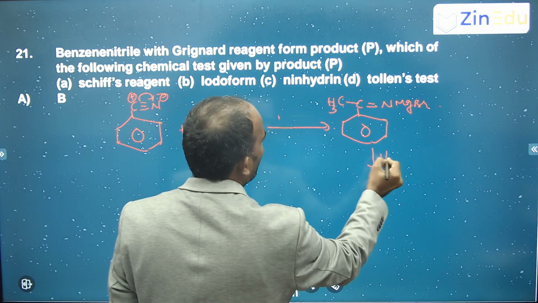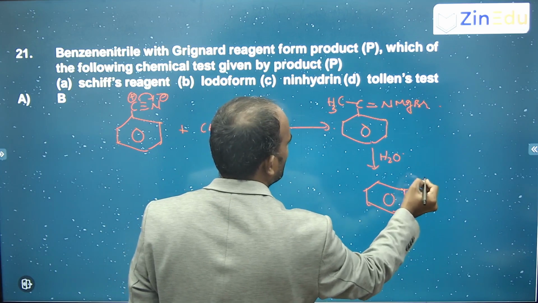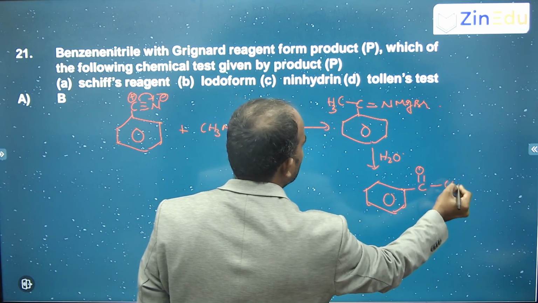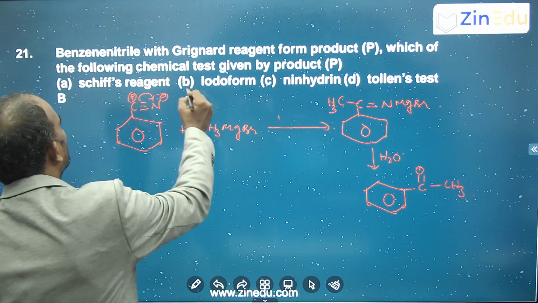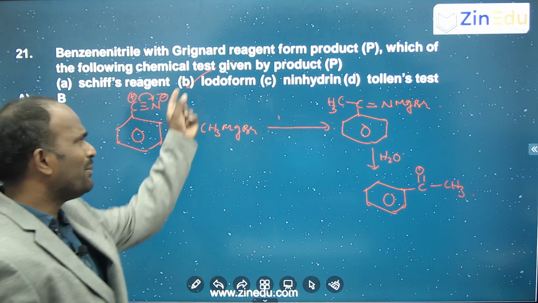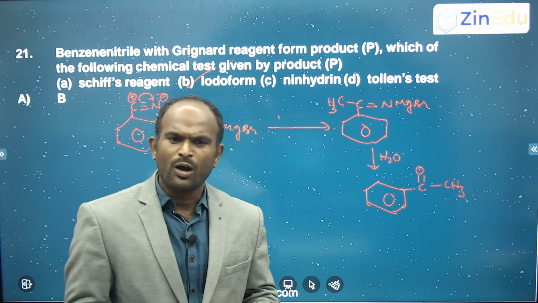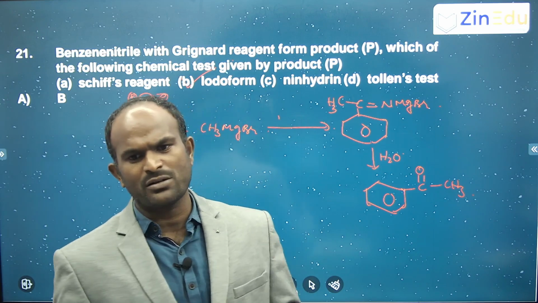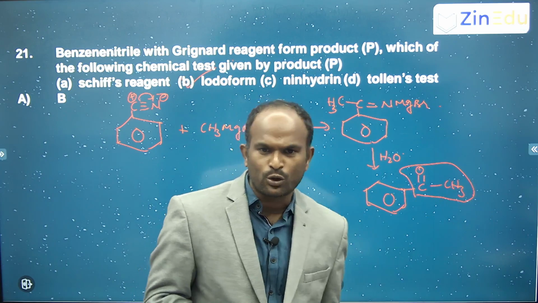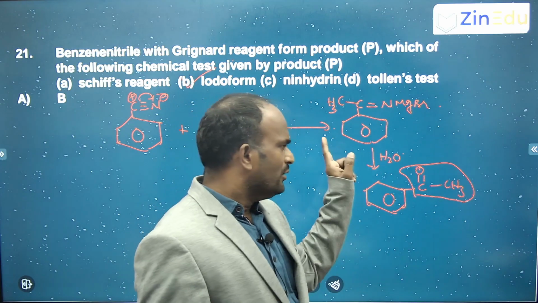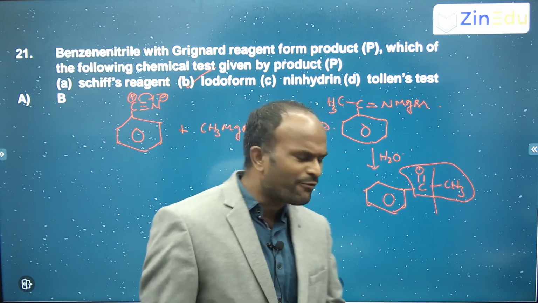So now upon hydrolysis, it's going to give C double bond O CH3. So definitely it can give the iodoform test, no doubt about it. Followed by hydrolysis, maybe some data is missed, maybe they want to ask this. So benzene nitrile upon reaction with Grignard reagent followed by hydrolysis gives a ketone. Now this ketone is having the CH3 double bond O group, therefore it can definitely give the iodoform test, with CHI3 along with the benzoic acid being formed.